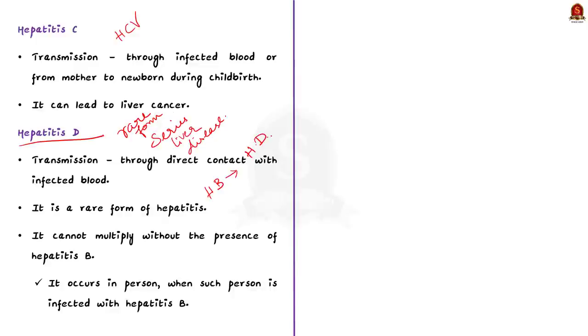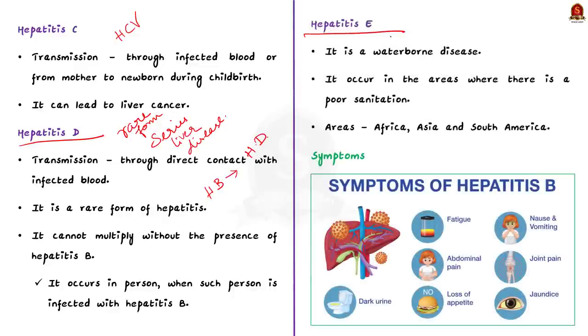Now talking about hepatitis E. Hepatitis E is a waterborne disease caused by the hepatitis E virus, HEV. Hepatitis E mainly occurs in areas where there is poor sanitation. Hepatitis E is predominantly found in Africa, Asia, and South America. So these are all the facts about the types of hepatitis.